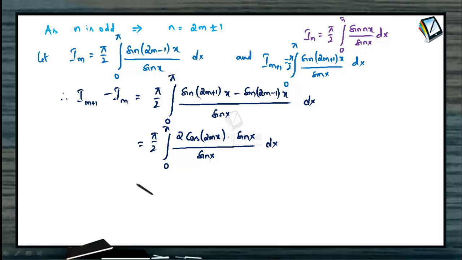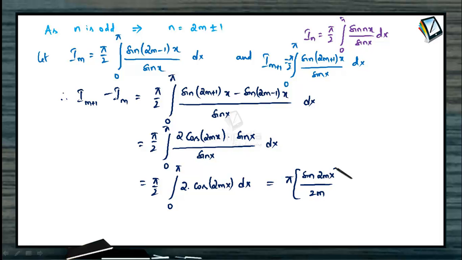Now the sin x in both the numerator and denominator cancels, leaving us with pi by 2 times integral 0 to pi 2 times cos 2mx dx. What is this value? This is pi times the integral of cos 2mx, which is sin 2mx by 2m, evaluated between 0 to pi, that is upper limit 0 and the lower limit also 0. Now we got a very important and interesting result here. I_(m+1) minus I_m is coming to be 0. So what do we conclude on this? We get I_(m+1) is equal to I_m.